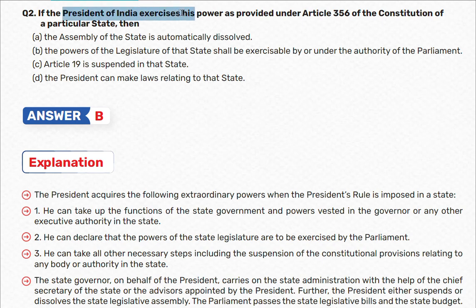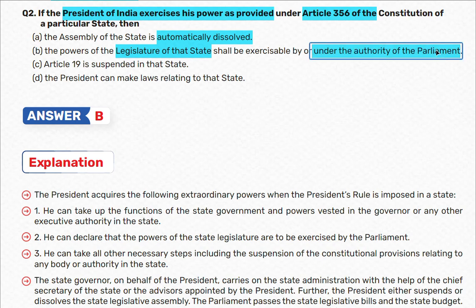If the President of India exercises his power as provided under Article 356 of the Constitution for a particular state, then the Assembly of the state is automatically dissolved. No, we recently learned that it is up to the president whether he wants to dissolve the state legislative assembly or not. So this is incorrect. Now, the powers of the legislature of the state shall be exercisable by or under the authority of the Parliament. Yes, if the state legislative assembly is dissolved, then the Parliament assumes the power to present the budget or bill or make laws on behalf of the state legislature. Okay, so that is correct.